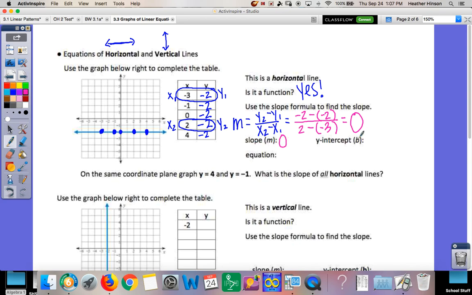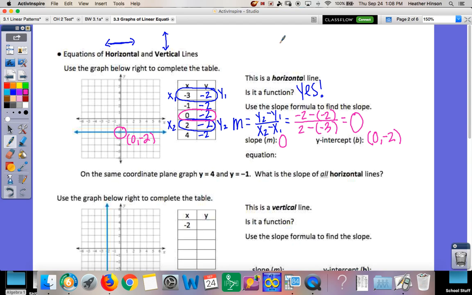So slope, your m is 0. What's your y-intercept? Your y-intercept, you can look at the graph or the table. If you look at the graph, you're going to find where it crosses the y-axis. And that line hits down here at 0, -2. Or you can look at the table. To find it on the table, you're just going to look where x is 0. X is 0 right here, so your point is 0, -2. When it says y-intercept, you have to write it as a point. So we can't just write -2. We have to write the whole point, 0, -2 in parentheses.